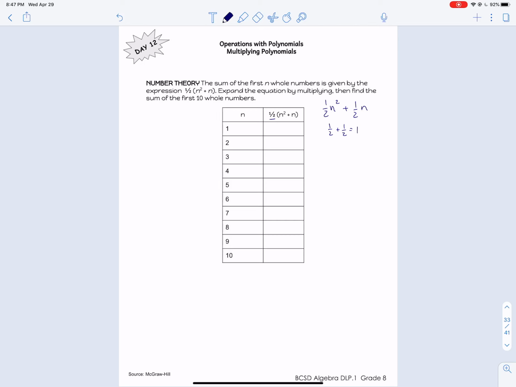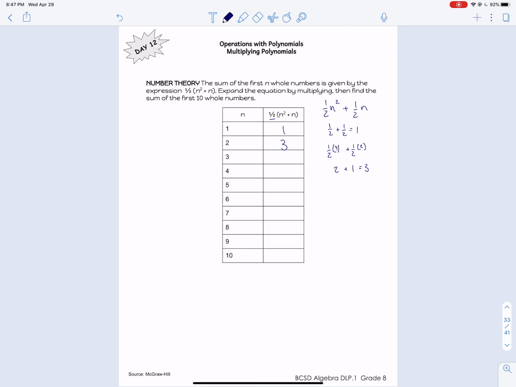which is 1. Okay, and then if I put a 2 there, I get 1/2 times 2 squared, which is 4, plus 1/2 times 2. So what is that? Half of 4 is 2, plus half of 2 is 1, so that's going to be 3.